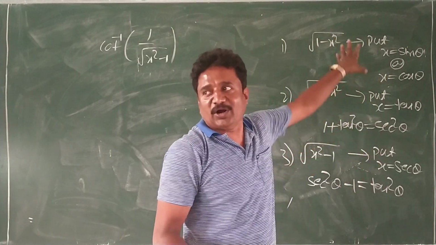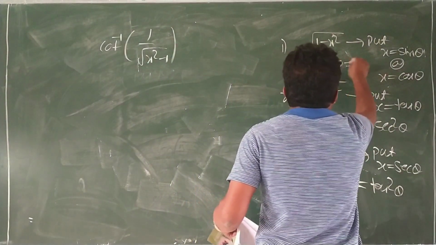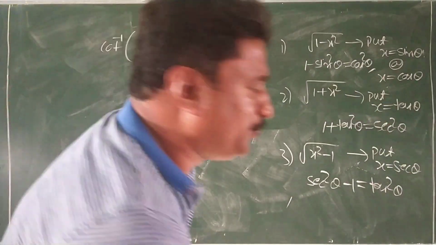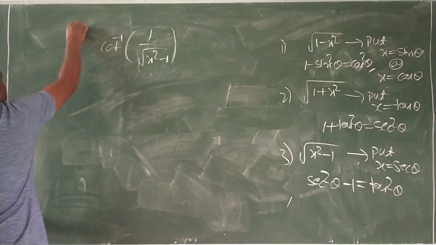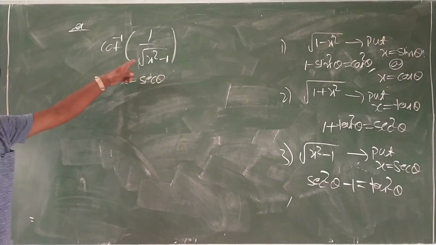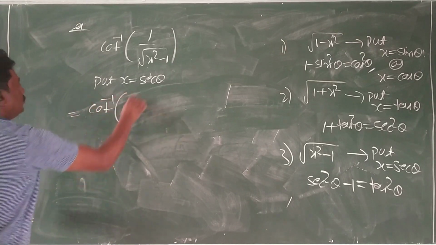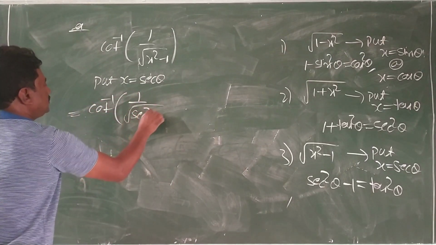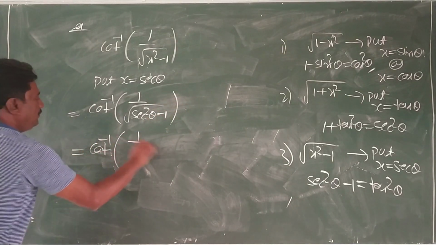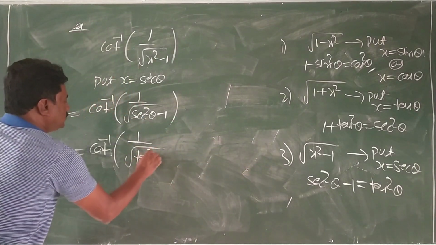Try to practice these basics, because 1 minus sin square theta is equal to cos square theta. Now tell me the substitution for this, students. The solution: put x equals secant theta. Simplify that. Cot inverse of 1 by root of secant square theta minus 1. What is secant square theta minus 1? Tan square theta.